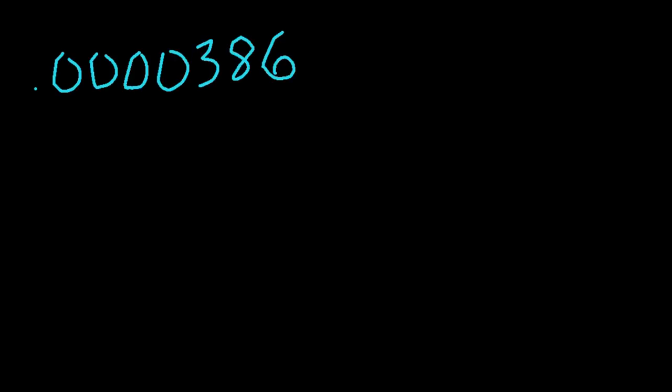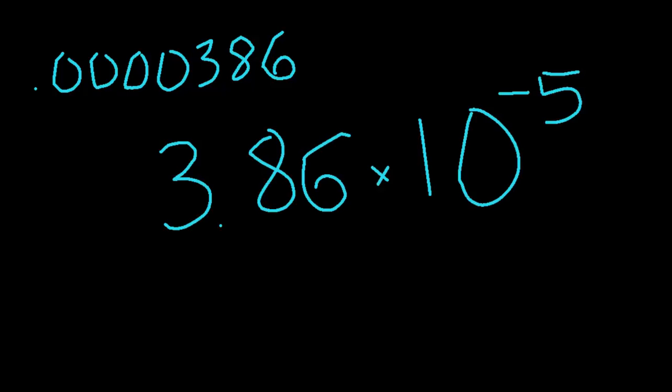For a smaller number, like 0.000386, you could also say that it equals 3.86 times 10 to the negative 5. So that shows that when you have a negative exponent with our 10, we're actually representing a very small number.